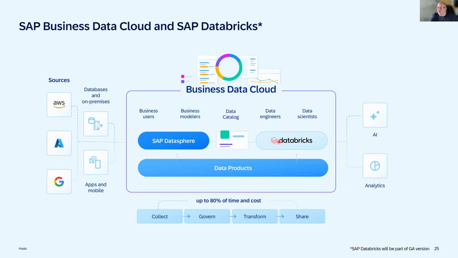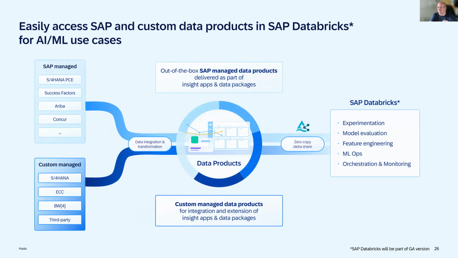So that overall helps you really reduce the whole process of collecting, governing, transforming, and sharing via these data products. And we're leveraging the same mechanisms here for Databricks as for our own data products. So you see the same graphic, but the zero copy Delta Share API can then be used by SAP Databricks as well for all the different things you might want to do there, with experimentation, data science projects, machine learning operations, orchestration, whatever you have in mind using Databricks for. These data products, which we pre-deliver from SAP, as well as your custom managed data products, follow that same methodology, if you like.